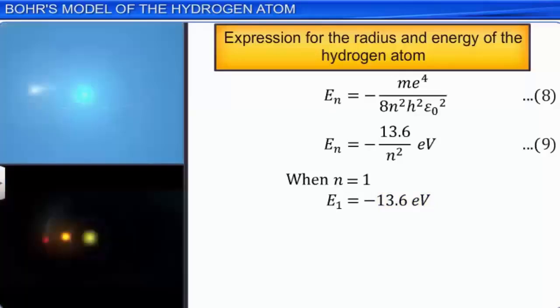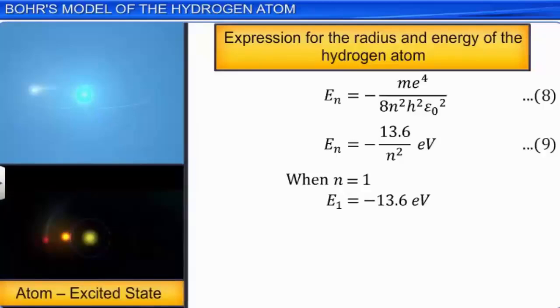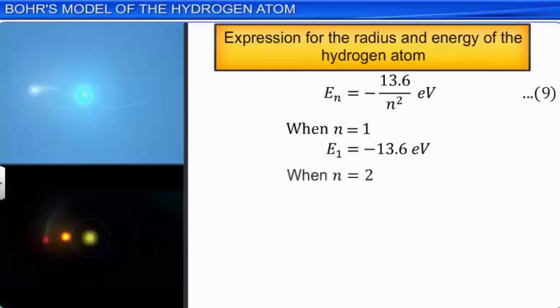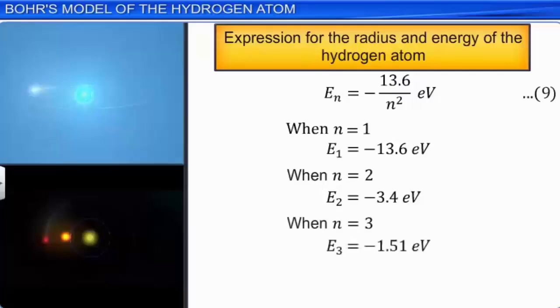When an electron gains enough energy to go to higher orbits, the atom is said to be in an excited state. By substituting n is equal to 2 in equation 9, we get the energy of the second orbit, E2, as minus 3.4 electron volts. Similarly, by substituting n is equal to 3 in the expression for En, we get the energy of the third orbit, E3, as minus 1.51 electron volts.